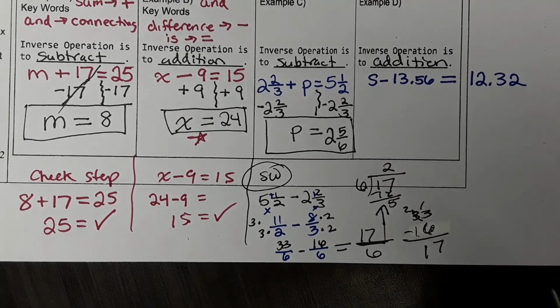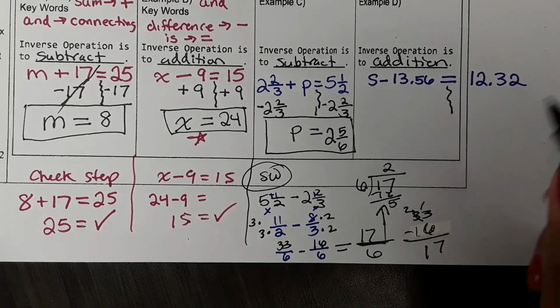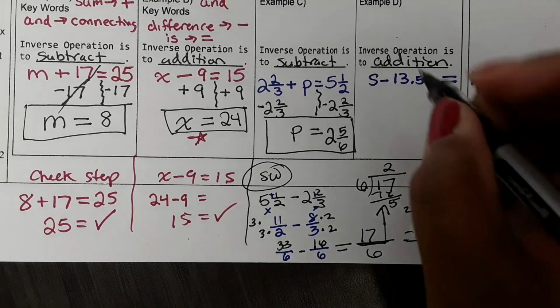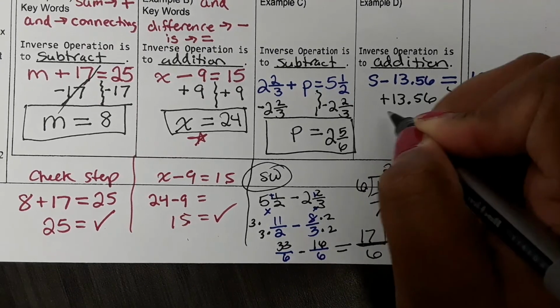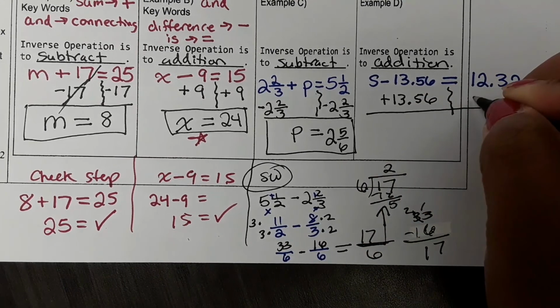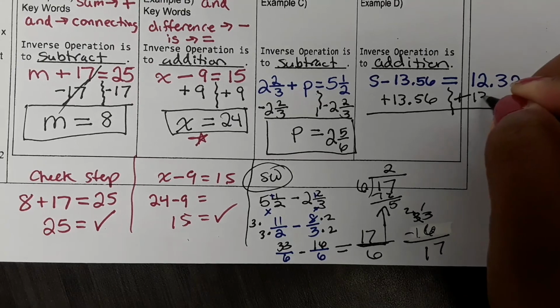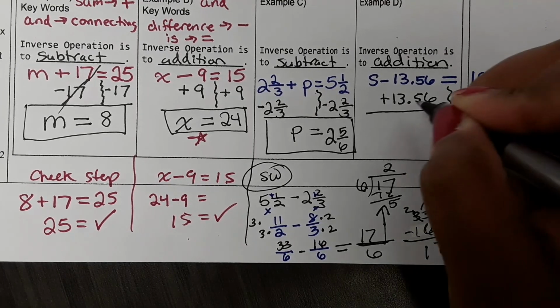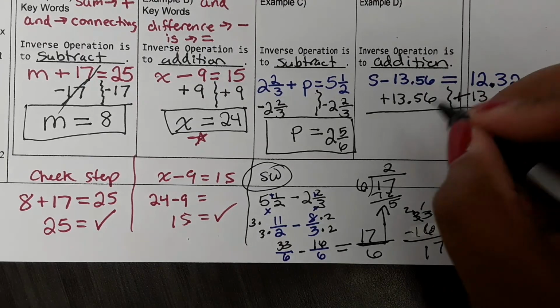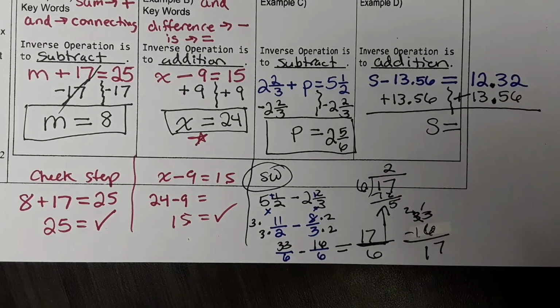All right, from here, again, Great Wall of China. Whatever I do to one side, I want to make sure I do to the other. So I'm going to add 13 and 56/100 to this side, which means the other side gets to have 13 and 56/100 too. And hopefully you remember to line up them decimals. All right, so we get S all by itself. It's its own lone wolf. Yes, one more time. Let's howl. Ow! And then all we have to do is add.